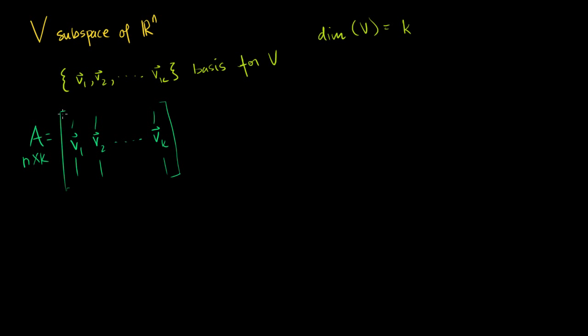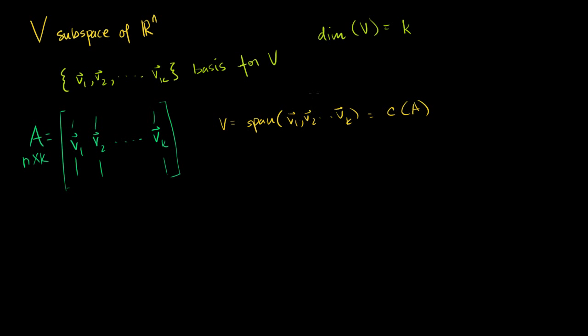Now, what's another way of expressing the subspace V? Well, V is spanned by these basis vectors, which are the columns of A. So V is equal to the span of these guys, v1, v2, all the way to vk. And that's just the same thing as the column space of A, right? These are the column vectors, and the span of them is equal to the column space of A.